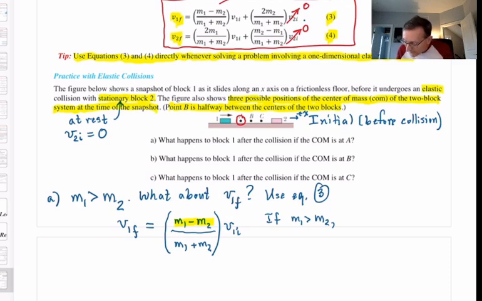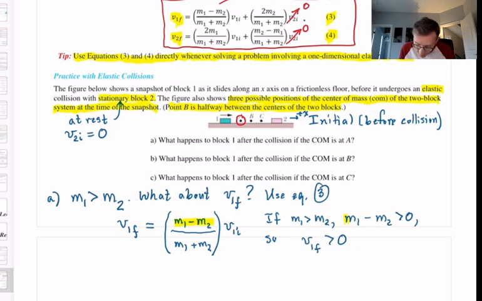So my point is, M1 minus M2 is greater than 0. That's that numerator that determines the sign, S-I-G-N, of V1 final. So V1 final will be a positive number. That tells me the direction that particle 1 is moving after the collision. It's moving in the plus x direction. It's moving in the same direction it was originally.